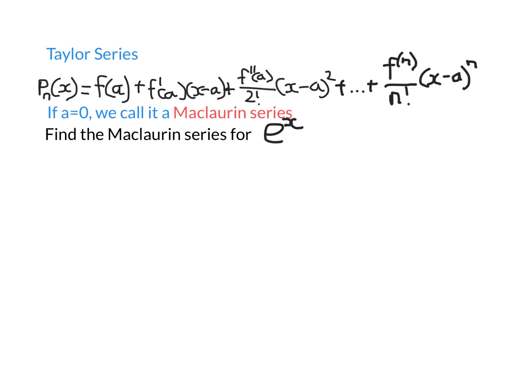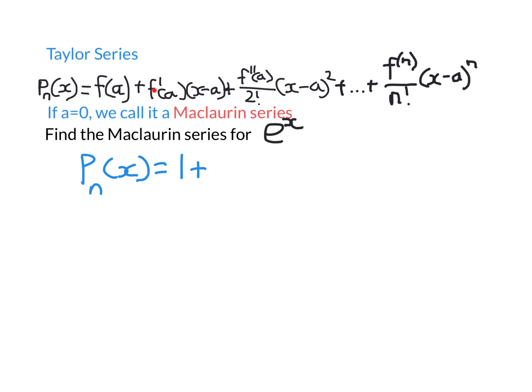So what would be our polynomial? So P_n(x) will be f(a), so a was 0. Now f(0), e to the power of 0, is 1. Now f'(a), remember the derivative, in fact all derivatives of e^x, is just e^x.